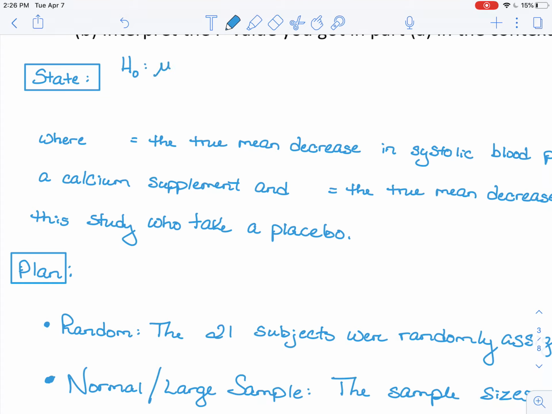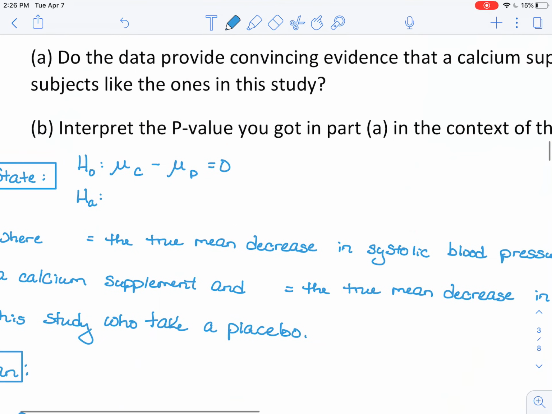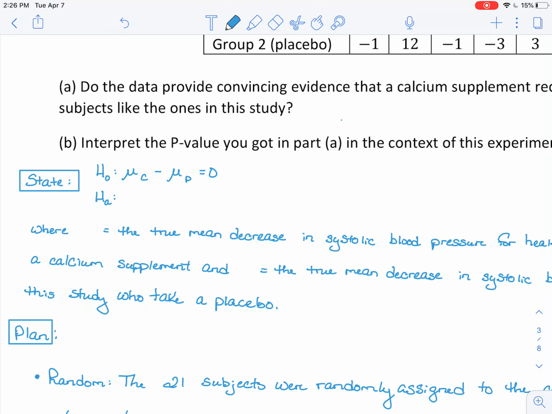So I'm going to start out by stating my hypotheses. My null hypothesis is, I don't think there's a difference. The population average decrease for the first group, and actually I'm not going to use a 1, I'm going to use c for the calcium group, minus the population decrease for the placebo group is the number 0. There is no difference. So the alternative is that, what am I trying to find? That the calcium reduces it more than the placebo.